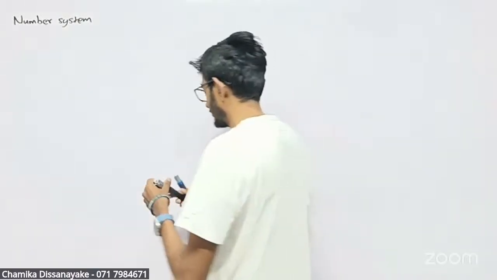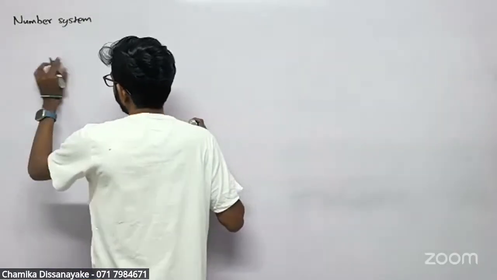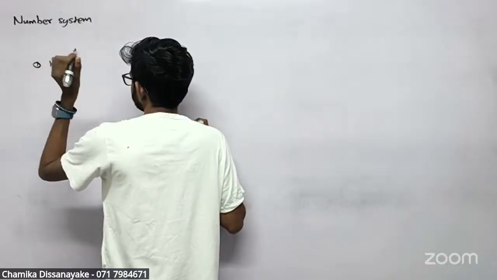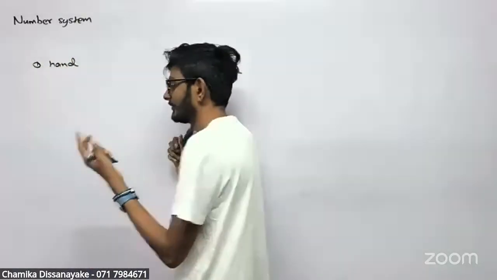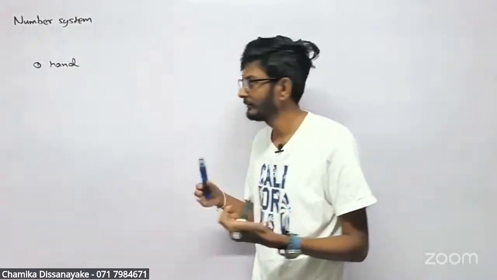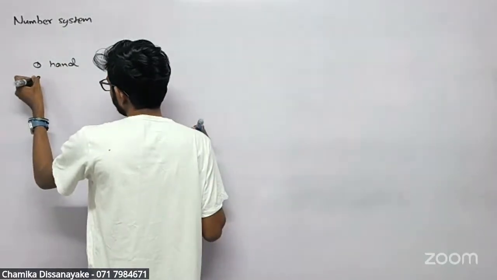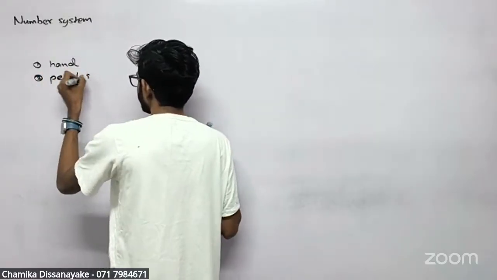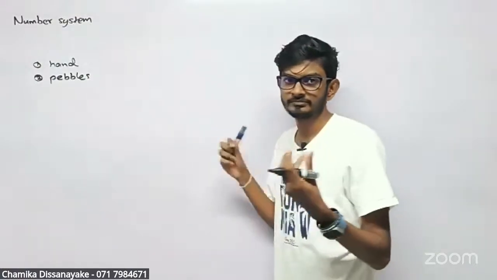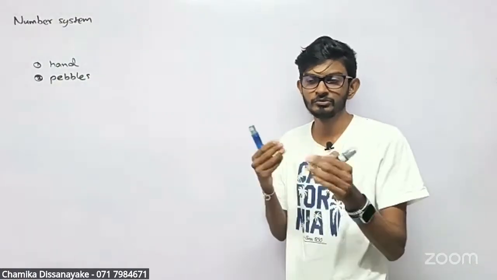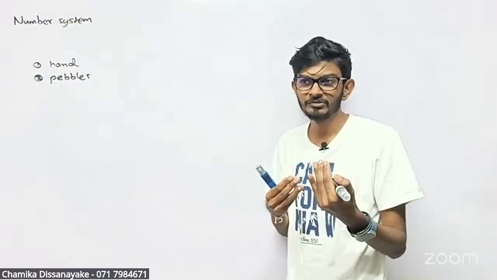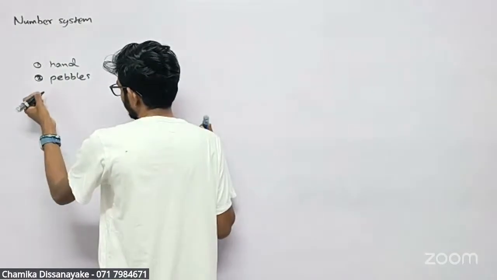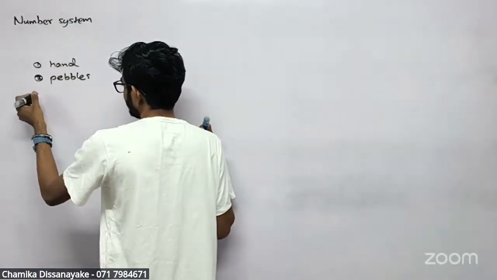Right. So as the first one, we're going to use our hand. In using our hand, we can do our calculations. And we used pebbles. I will write pebbles. We use pebbles to do our calculations. Later on, we use several methods. I'm not going to write those things. You know about the line chart and the other things.